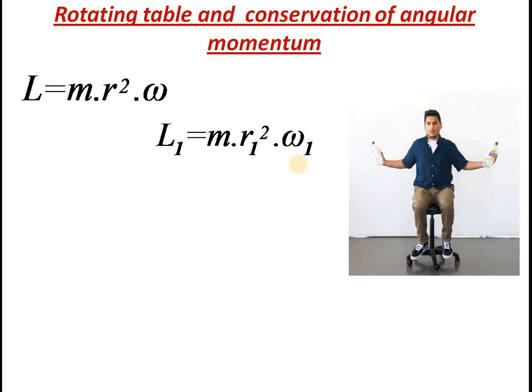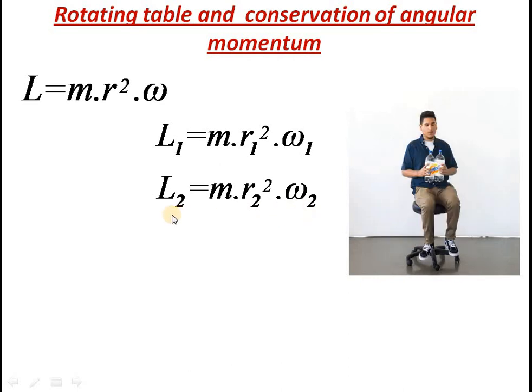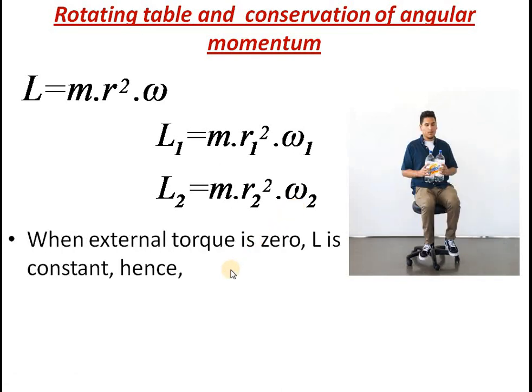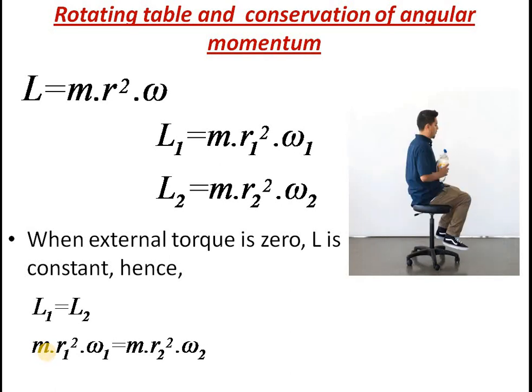So if you take two such configurations, one with closer arms and one with extended arms. In the closer arms situation, we can write L1 equals mass R1 square omega 1, and in the extended arms case, you can write L2 equals mass R2 square omega 2. So always torque is 0 and L is constant, and you can equate both relations, and mass is always constant. Total mass is always a constant.